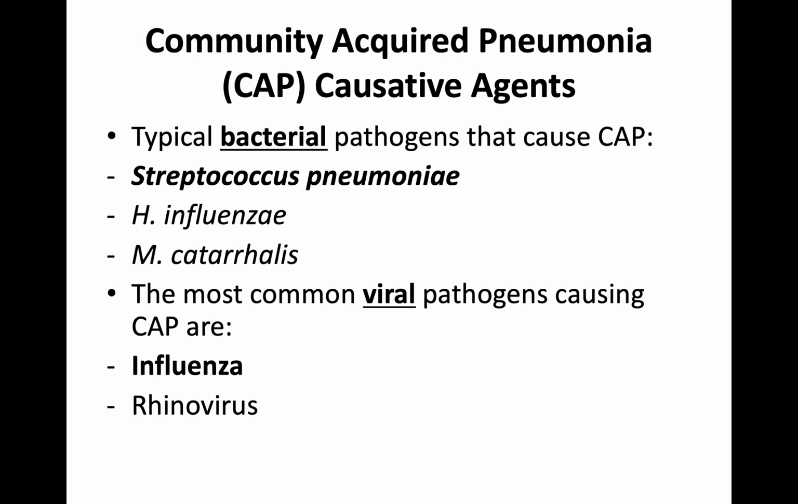There are different agents that cause pneumonia inside the hospital. But strep pneumonia is kind of the most common bacterial pathogen. It's also the most serious one. And there is a vaccine for that.